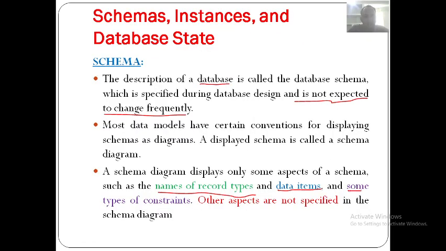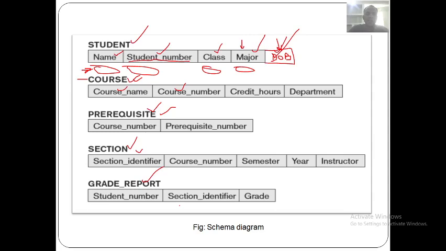And some types of constraints. It will not have all the constraints; only a few constraints will be mentioned in this. Some examples of constraints in the type.